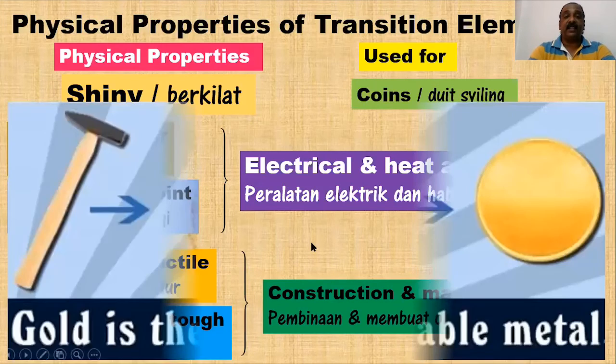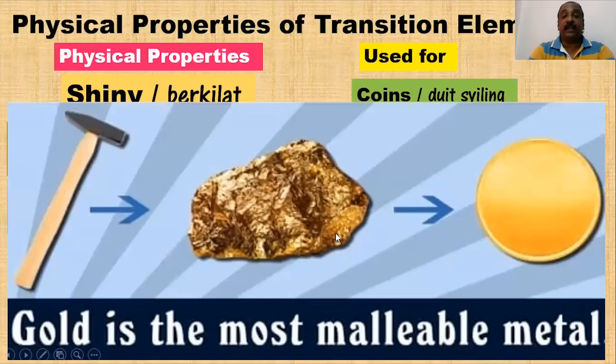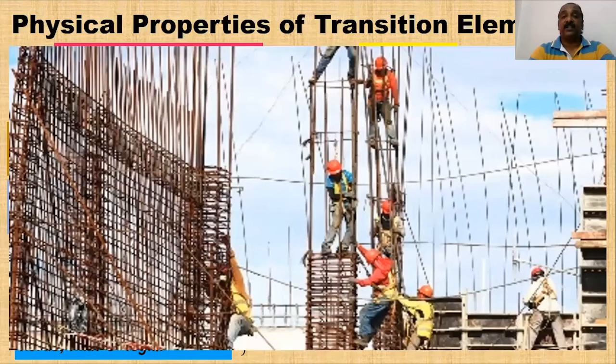Next, kalau kita lihat ini, contoh gold. Gold, you can knock into a particular shape if you want to. So gold is the most malleable metal. So other than that, we can also use transition metals in construction. Like all these are ferrum, besi. To that, of course, we call this as steel. So steel came from iron, from ferrum. To the ferrum, we add carbon, so we can form steel. How much carbon we add? The more you add, the stronger the steel will be. Okay, this in construction.